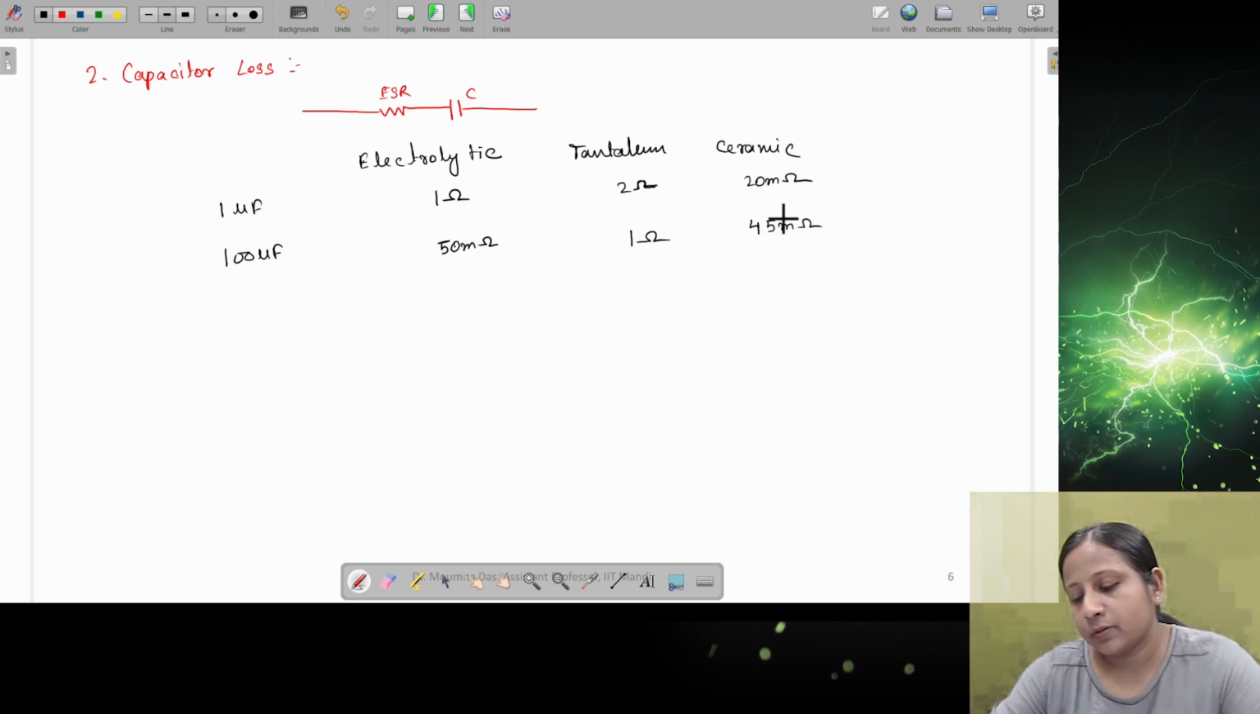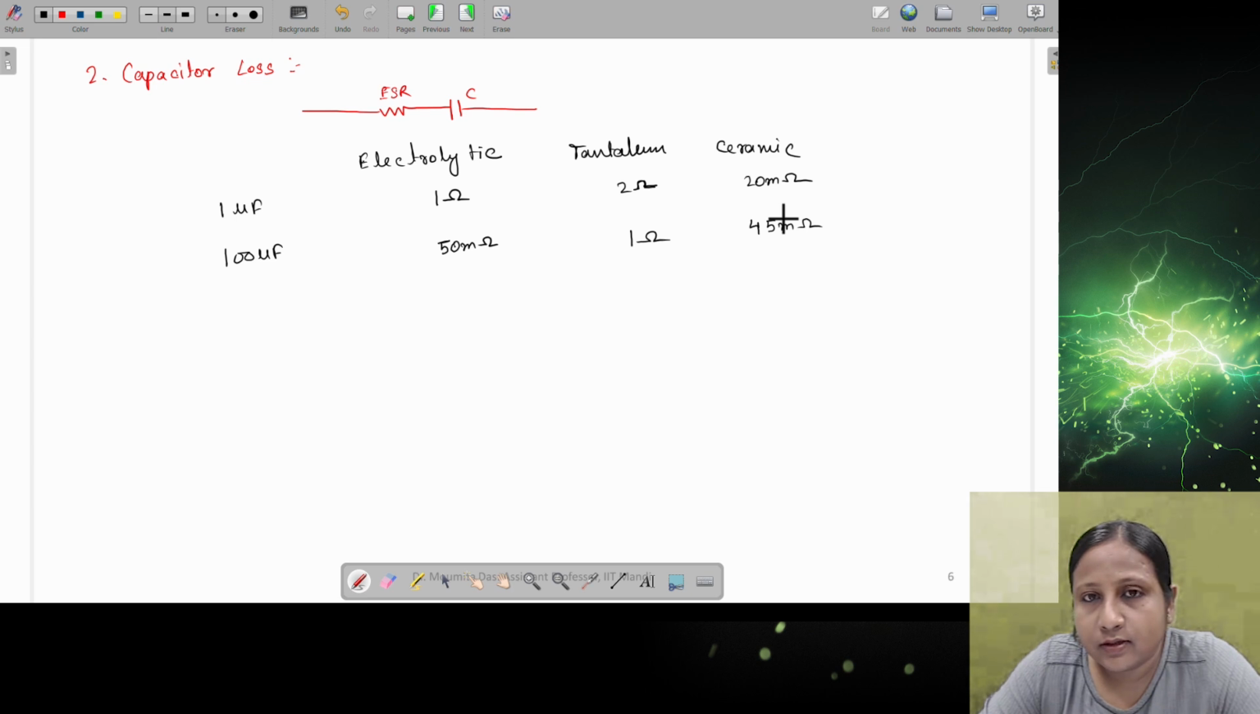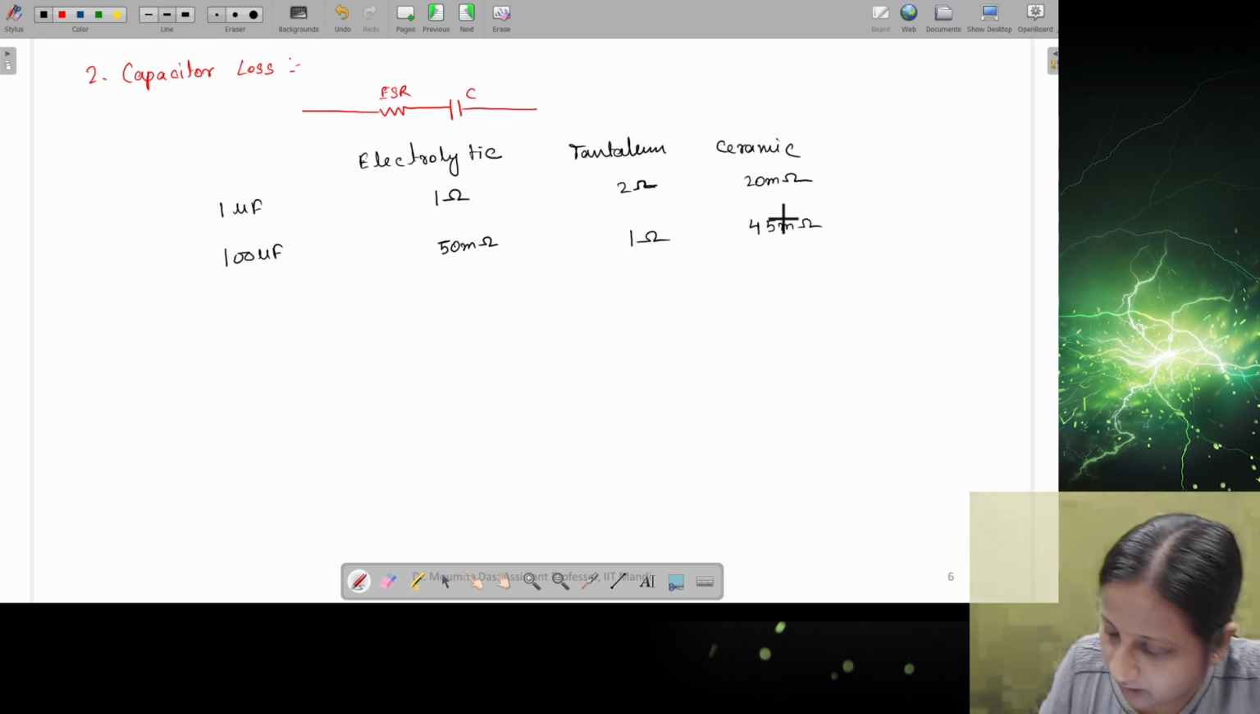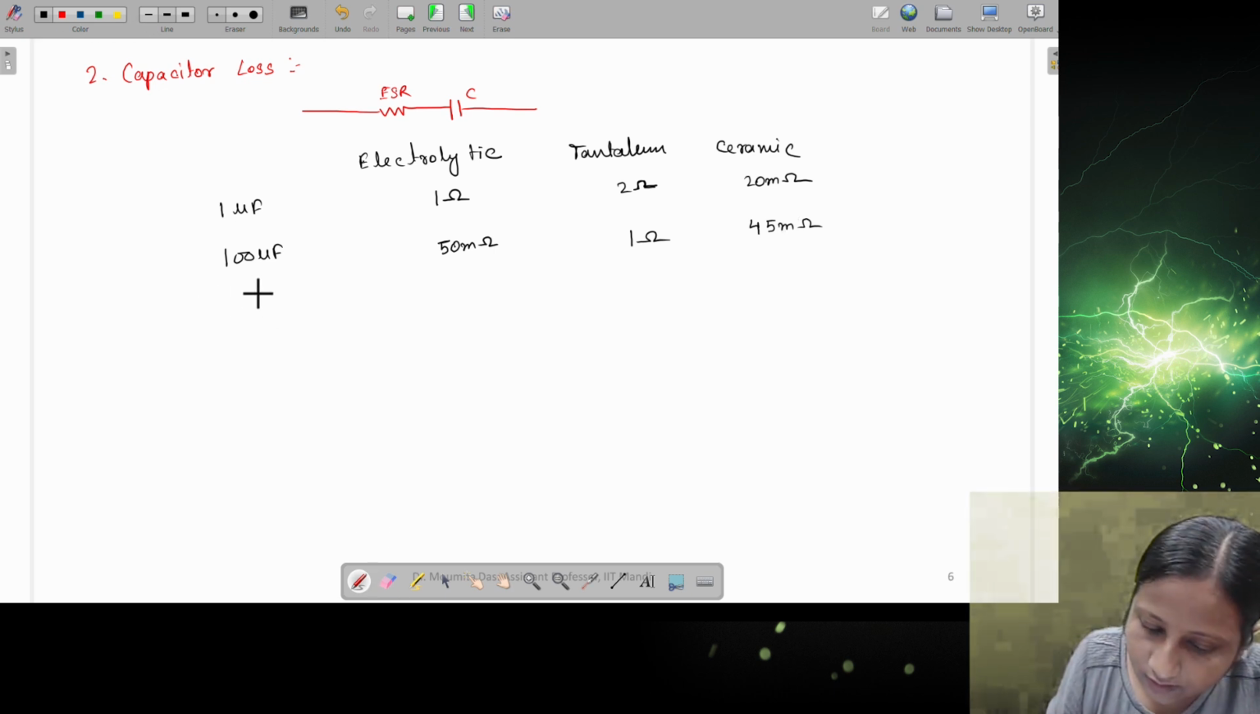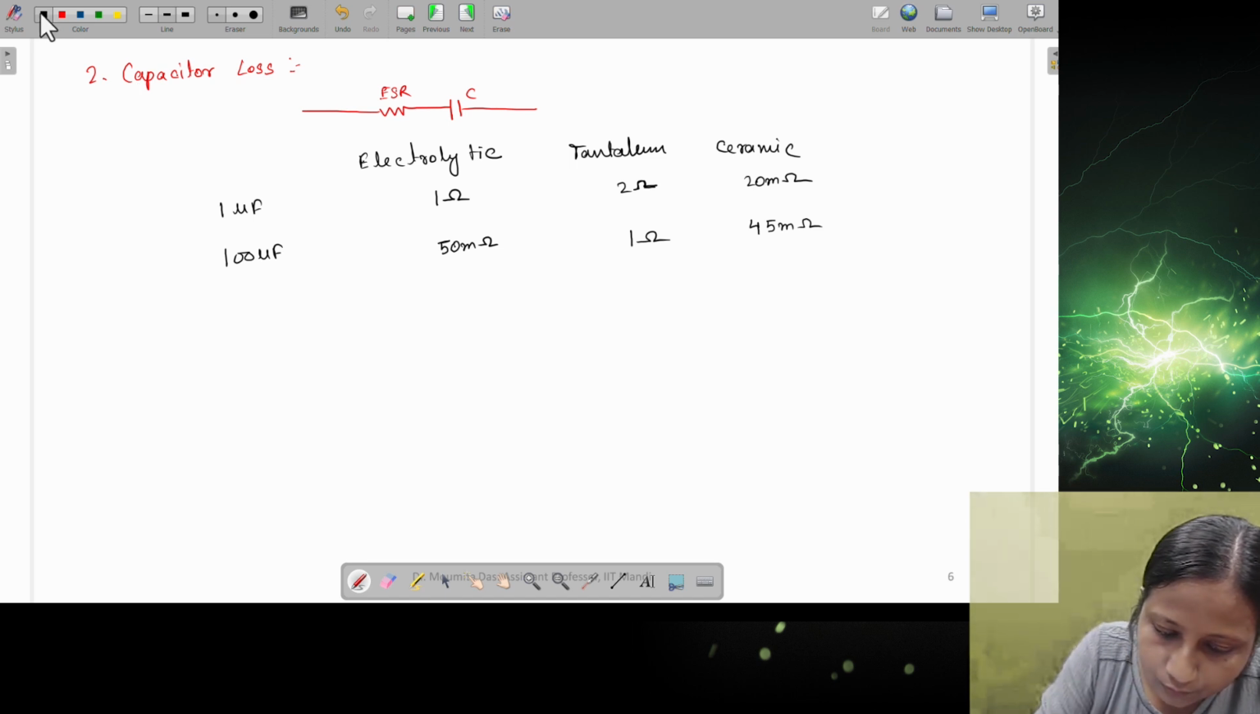So for different values of the capacitor, this will change. You can see for ceramic the ESR is less, so this will give a better result with respect to the other two capacitor parameters given here. Now this capacitor is actually required at both the input and the output.